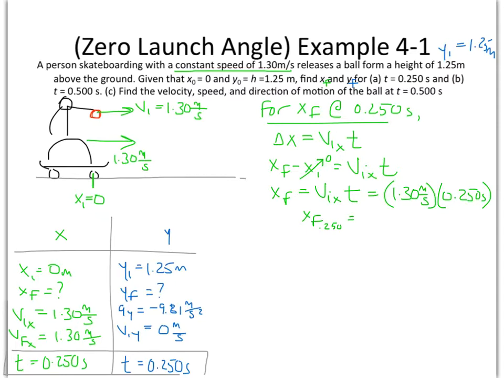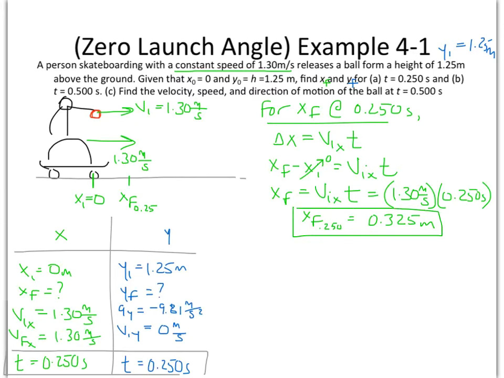So what is 1.30 times 0.25? I feel like I should be able to do that in my head, but it's late. 1.30 times 0.25 is 0.325. All right? And so x final right here, x final at 0.25 seconds, that distance is 0.325 meters. Okay, I should put meters right there. So that's our x final at 0.250.